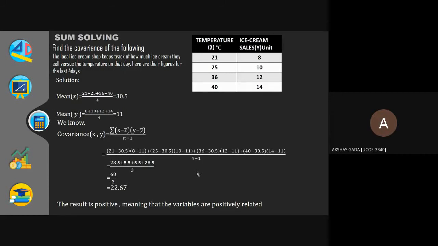Now I would like my teammate Miss Pipalia to explain another problem on covariance. Thank you.